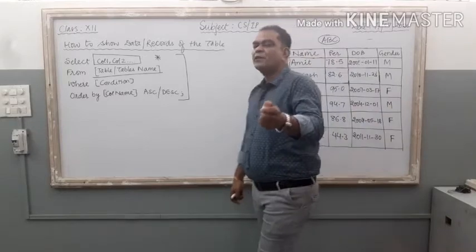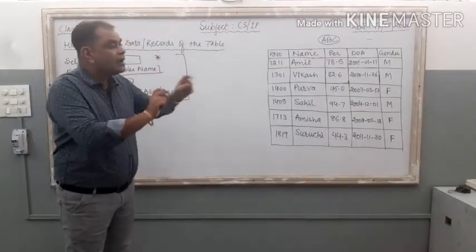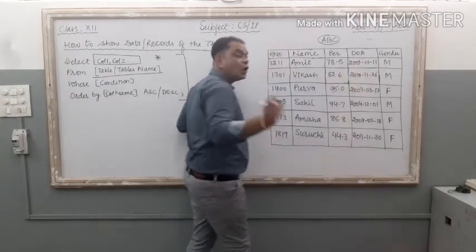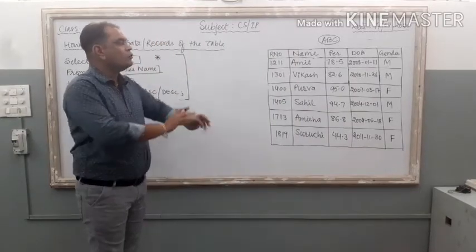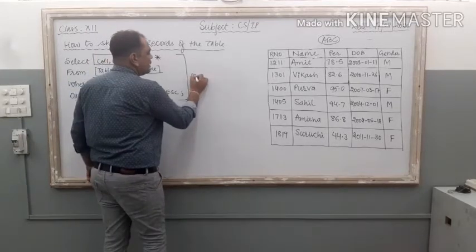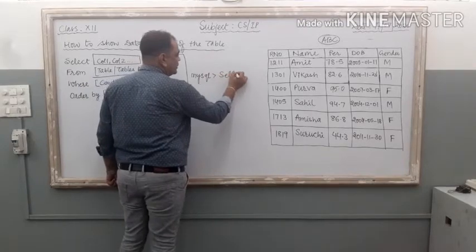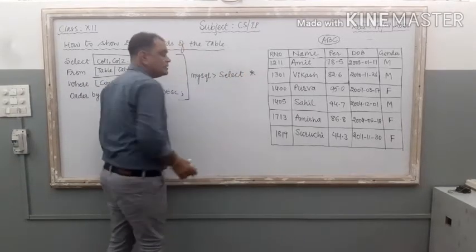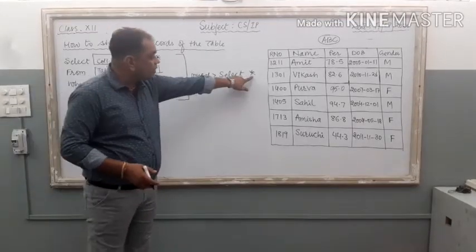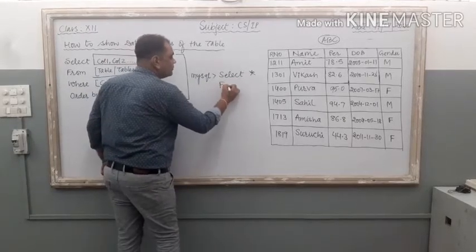Done? Now, very first, the simple one. If I want to show the entire table with each and every record and each and every column, what will be the command? I want to show the overall table ABC. My command in front of MySQL: we just write select star. Star means we want to show all the columns from the table. So here we put the asterisk or star symbol. Select star. In the next line, from ABC.